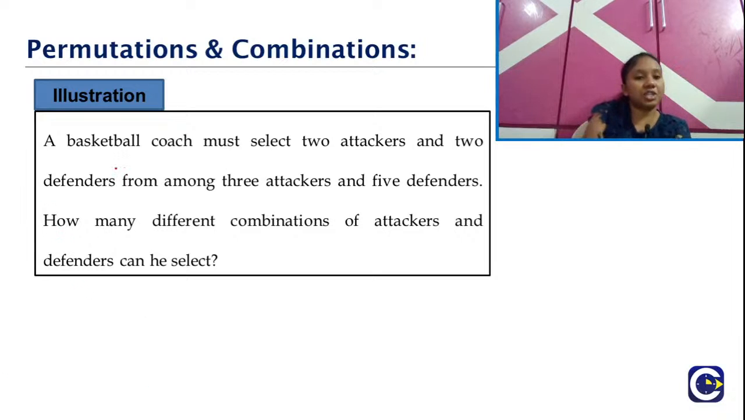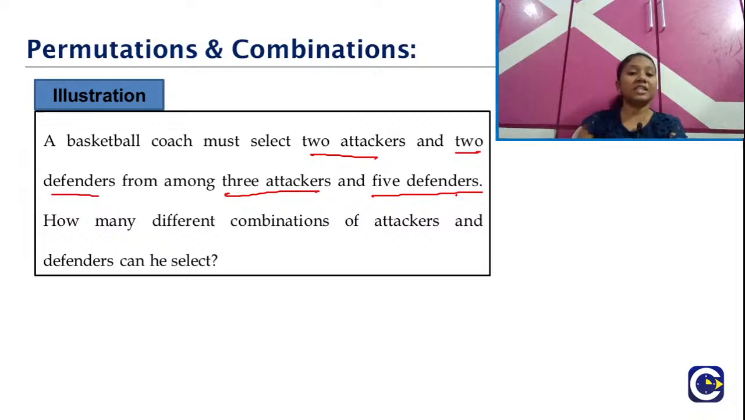So let's read the question here. A basketball coach must select 2 attackers and 2 defenders from amongst the 3 attackers and 5 defenders. So how many different combinations of attackers and defenders can he select? Right. So here, to form a basketball team, a coach must select 2 attackers and 2 defenders. Right. So we are required here attackers and defenders.